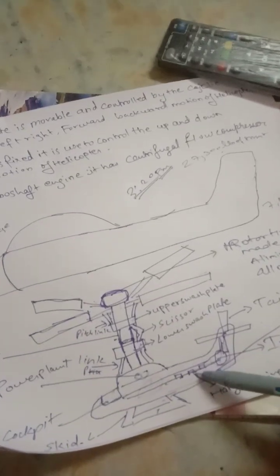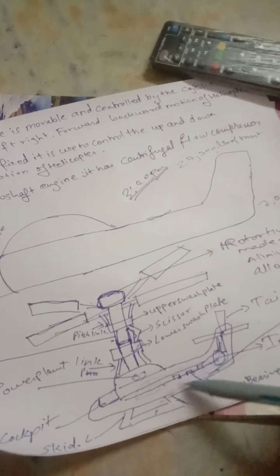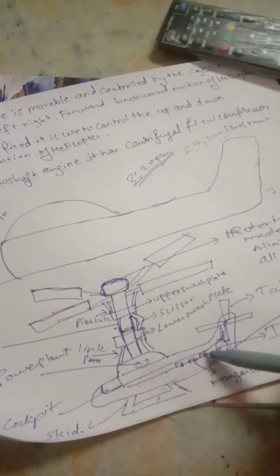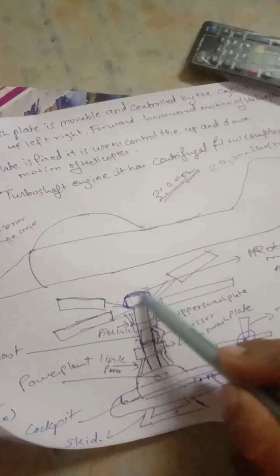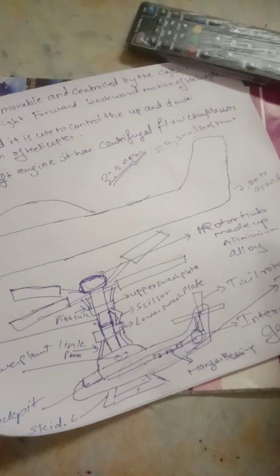Now the supporting part for the shaft which is going inside the tail boom is secured by various attachments. This is called the hanger bearing. In helicopters, the rotor hub is made up of aluminum alloy or stainless steel. Copper is not used.